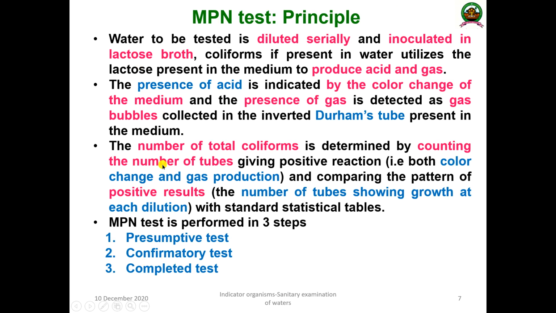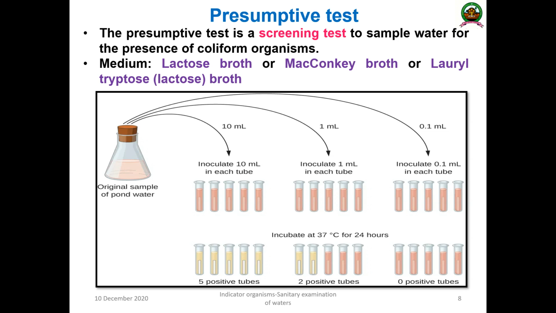So, if the presumptive test is positive, then only you need to do the confirmed test. If confirmed test is positive, then only you need to do the completed test. Okay. If presumptive test is negative, then within one day you can complete the test. Now we are going to see one by one what is presumptive test.